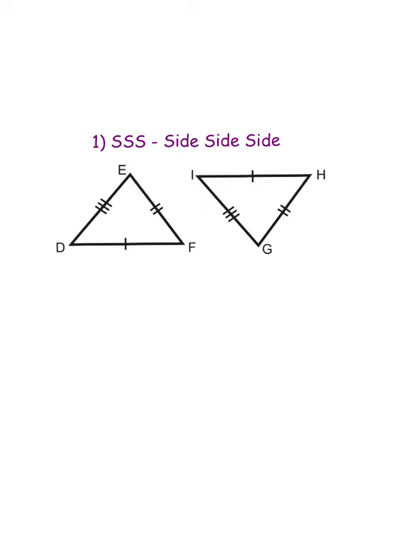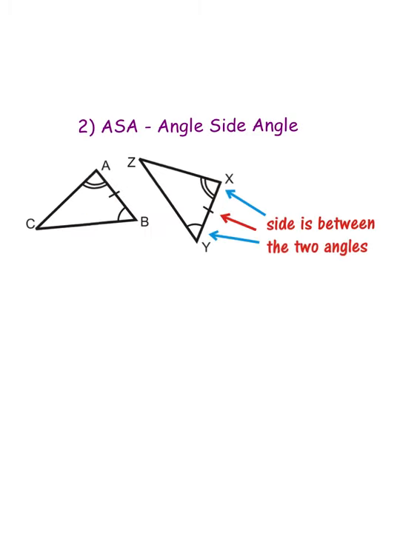So the first one is side, side, side. If we look at triangle DEF and we look at triangle GHI, all 3 sides are congruent. This one lines up with this one if we were to cut them out. This one here lines up with this one. And this side here lines up with this side here. So if I cut those 2 pictures out of paper, they would be the exact same picture. Side, side, side.